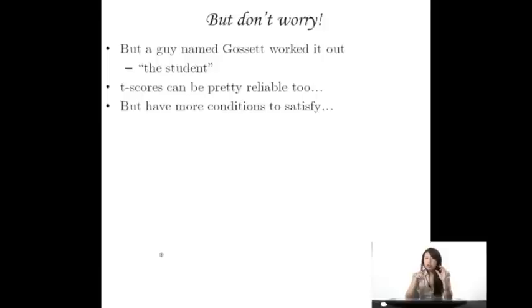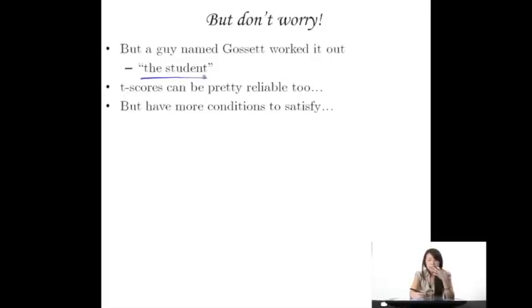But you might be thinking, oh great, so what, are we stuck? No, we're not stuck. Here's why. A guy named Gossett actually worked out all the T distributions as well. This is back in the day, so he manually calculated a lot of the T distributions and made tables of the T distribution that we still use today. He published those tables under the pseudonym The Student.